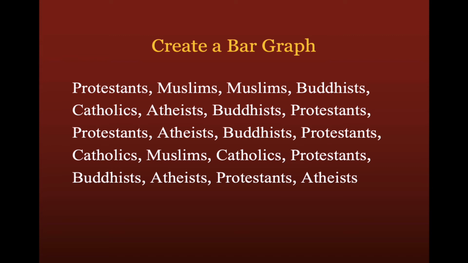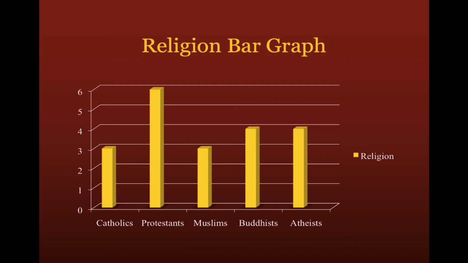So now I create a bar graph based upon this data that we had for the different religious groups. Pause the video and create a bar graph to represent this data set. Now it should look something like this. Again, you have 3 Catholics, 6 Protestants, 3 Muslims, 4 Buddhists, and 4 atheists. And again, you can see there's spaces between the different categories because this is categorical data.